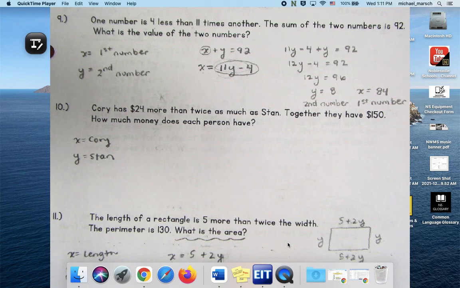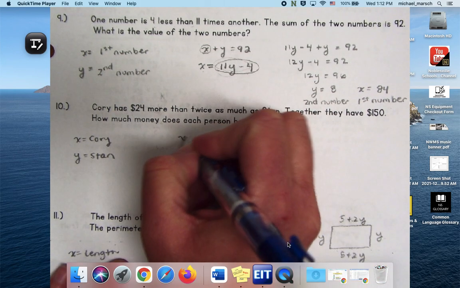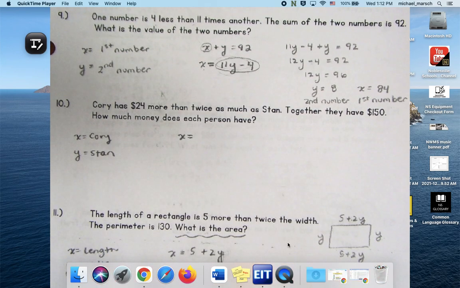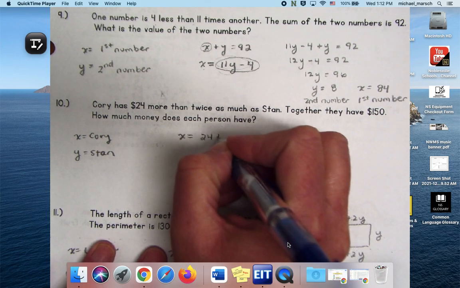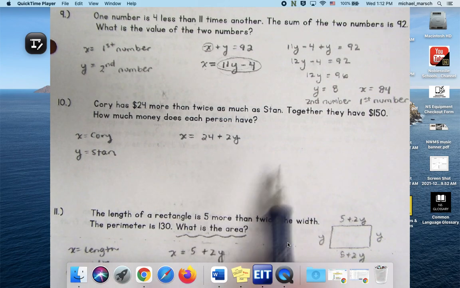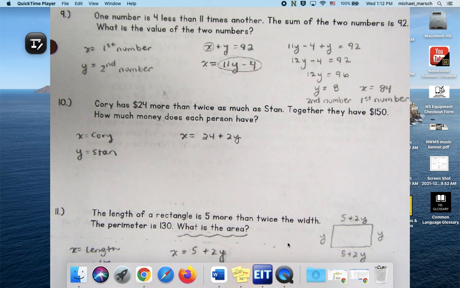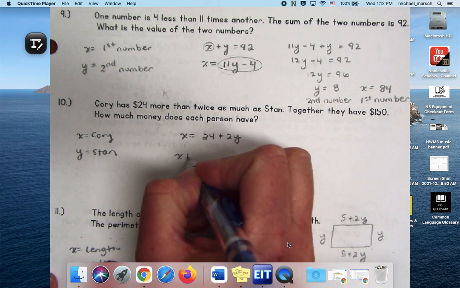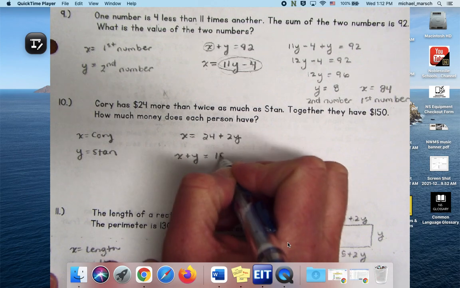Okay. So we know that Corey has 24 more than twice as much as Stan. So x equals 24 plus 2y, because y is how much money Stan has. Together, they have $150.